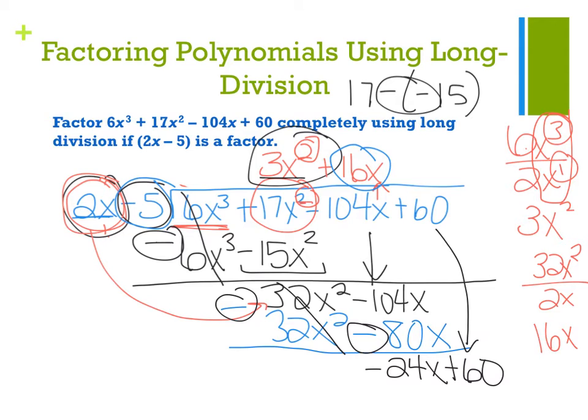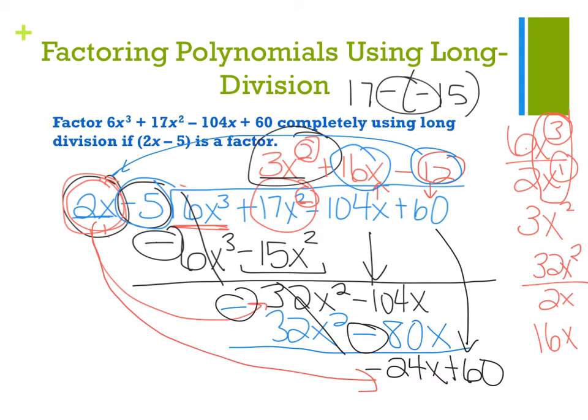And this time I am going to divide 2x into negative 24x, which gives me negative 12. Notice that our constant is recorded over the top of our constant here. And when I multiply negative 12 times 2x, I get negative 24x. And negative 12 times negative 5 is positive 60. And when I subtract those columns, I get a remainder of 0.